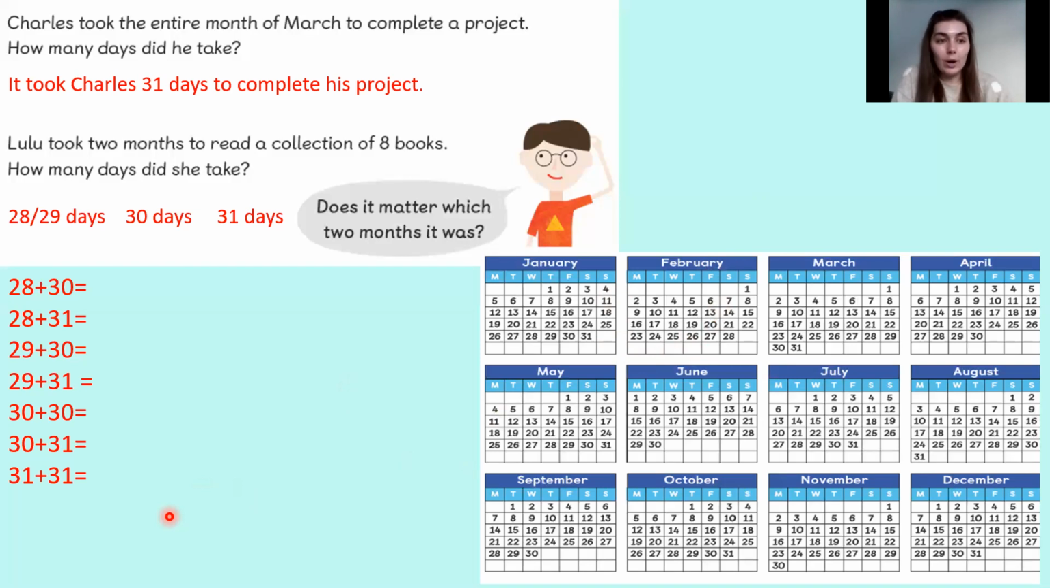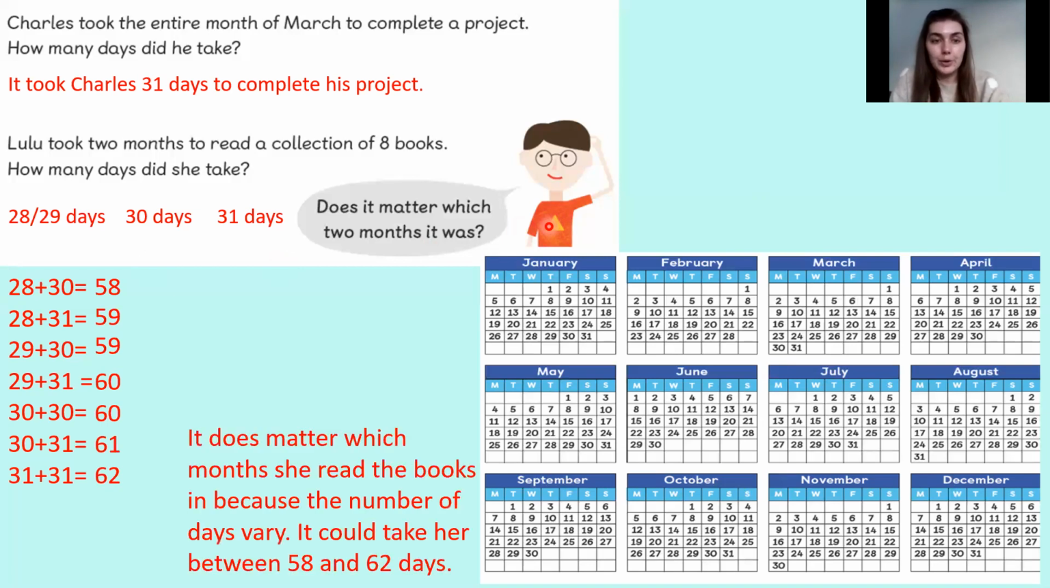And then what I did was I worked out the answers to all these number sentences, and they were fairly straightforward, just adding 30 to 28. So I had 58, 59, 59, 60, 60, 61, and 62. So how many days did she take? Well, it could have been anywhere between 58 and 62 days. And kind of answering Charles' question, it does matter which months she read the books in.